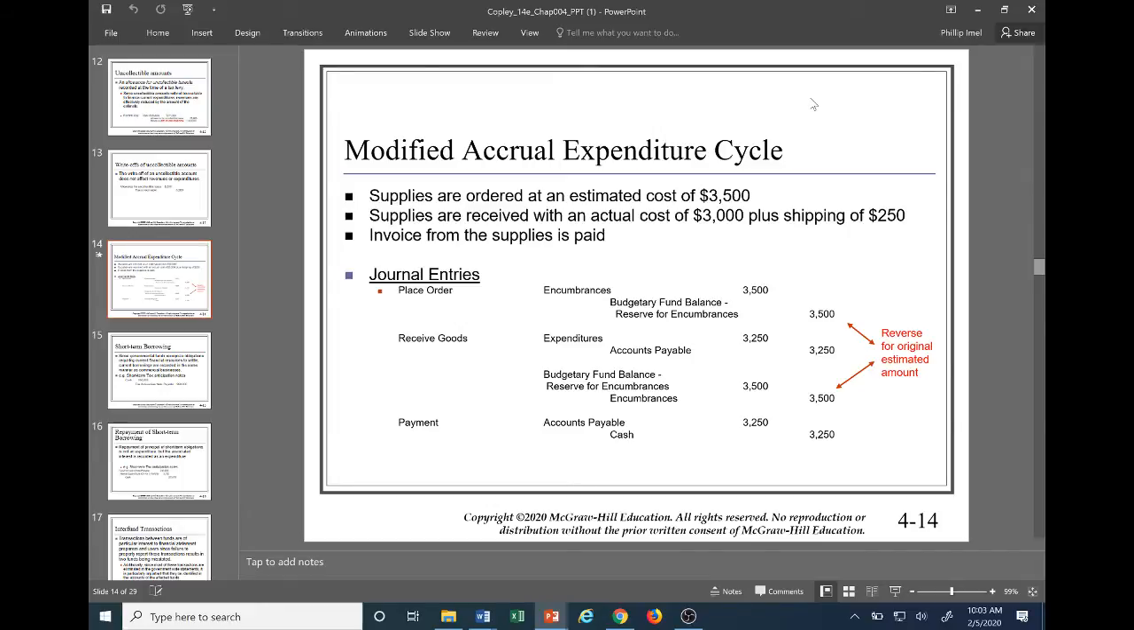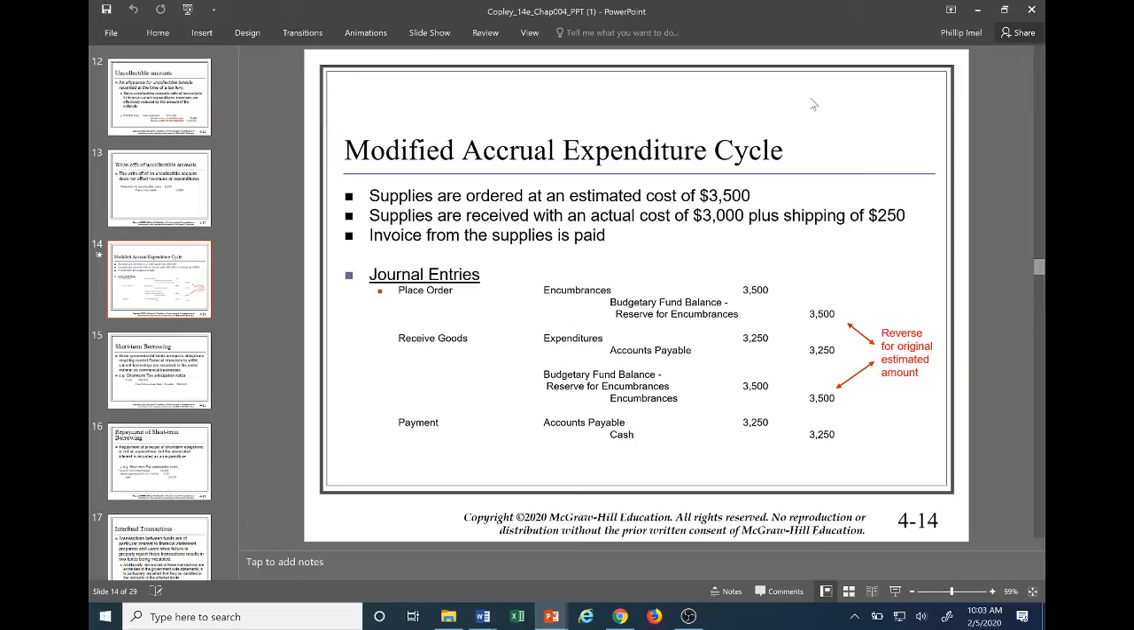Right. And we know that accounts payable is an original credit on original entry. So in order to reduce that liability, which we are because we're paying it, we have to debit it, right? And then cash is an asset. So obviously, if we're crediting it, then we're reducing it because money's going out the door. So there's the modified accrual expenditure cycle.